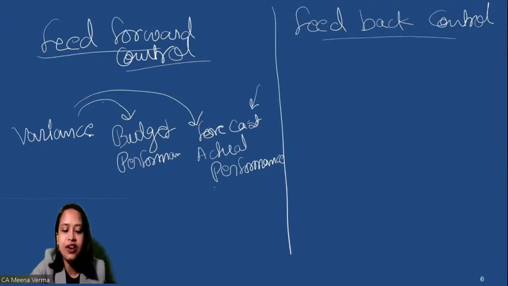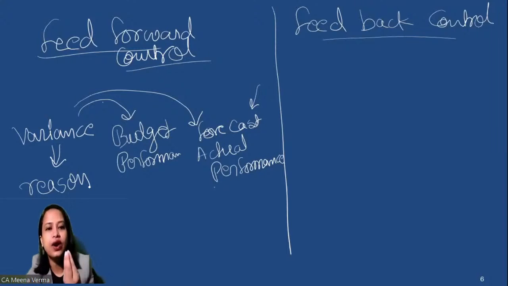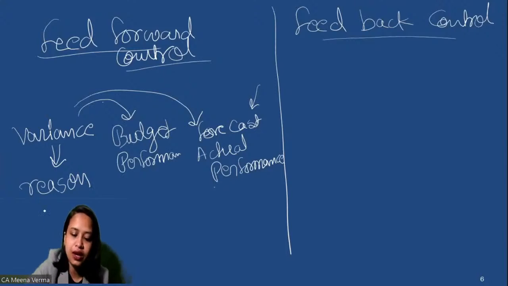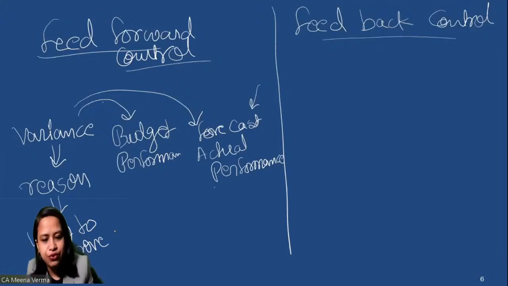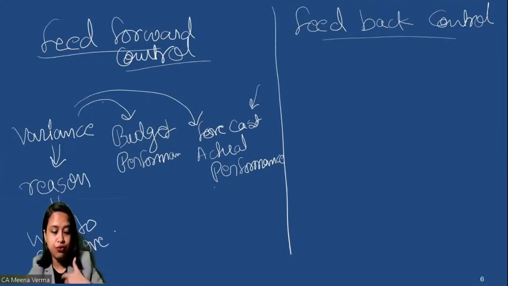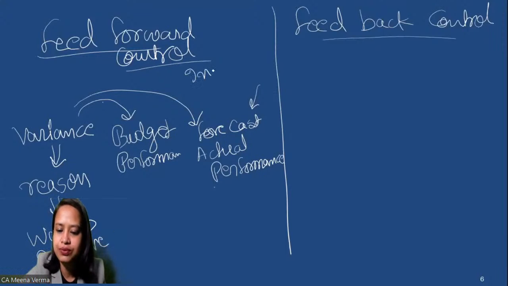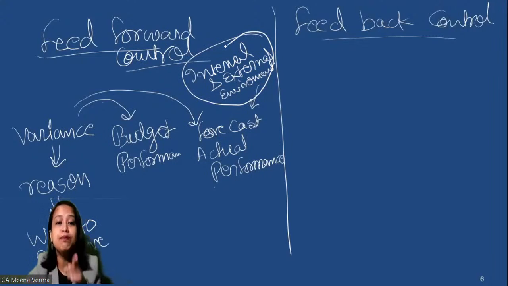And then we will try to find out the reason why these variances are arising. Then we will try to find out the way to improve them. This is what we do in feed forward control. First we consider the budgeted performance, the budgeted sale, the budgeted expenditure. Then you will forecast the actual performance with such internal and external environment. See, I'm considering the environment also.